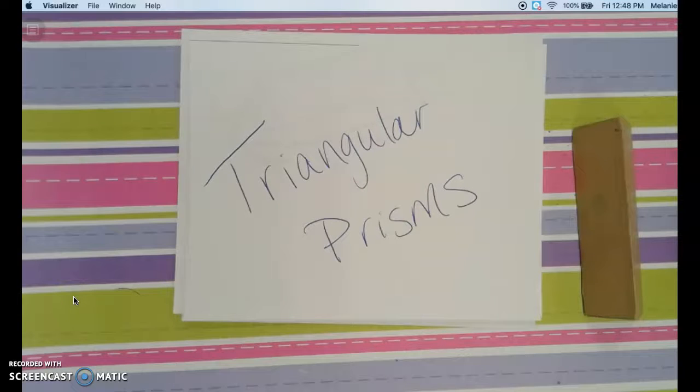We are going to focus on triangular prisms again today. We looked at those yesterday in terms of volume, and today we're going to do surface area.